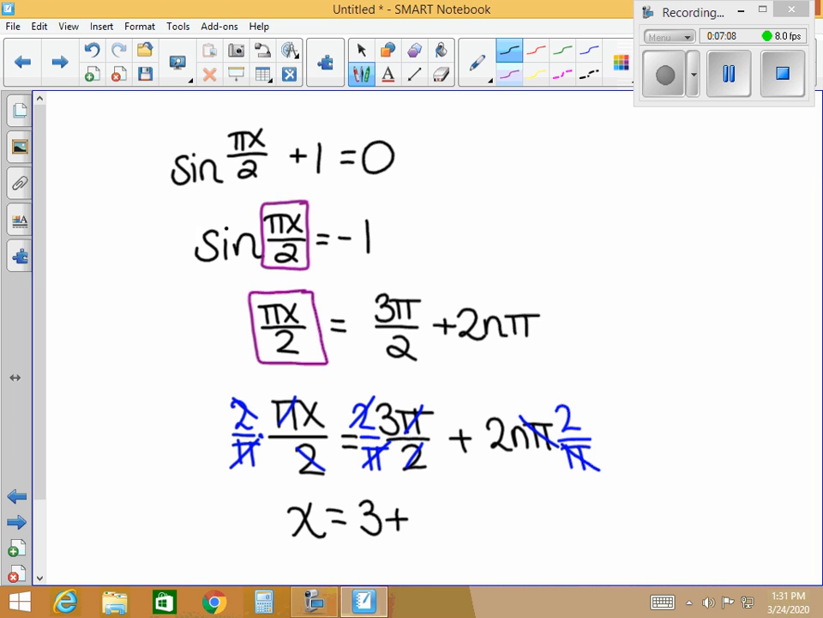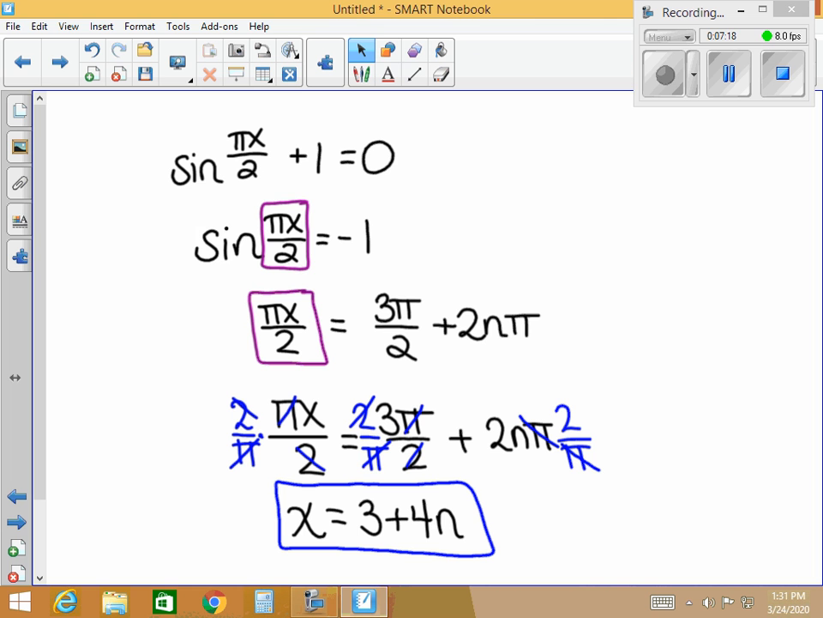And if I have 2n times 2, there's 4n. My solutions don't have a 2 pi in them, they don't have a pi in them anymore, just 3 plus 4n. So if n is 0, x equals 3 would work right there. If n equals 5, x equals 23 would work. If I let n equal -1, that means x equals -1 would work: sine of -pi over 2 plus 1 equals 0. But there's our infinite number of solutions.